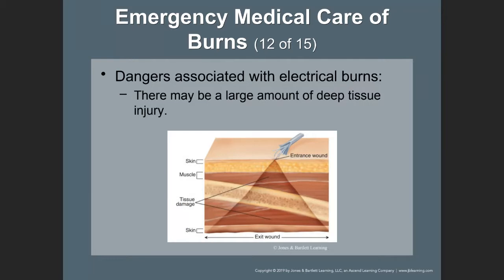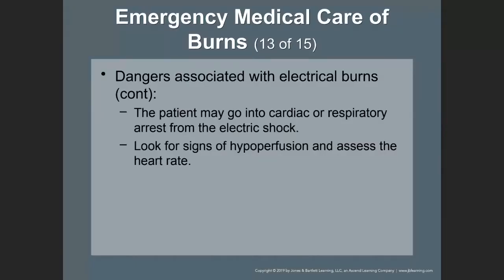Dangers associated with electrical burns. There may be a large amount of deep tissue injury. The patient may go into cardiac or respiratory arrest from electric shock. Look for signs of hypoperfusion and assess the heart rate.